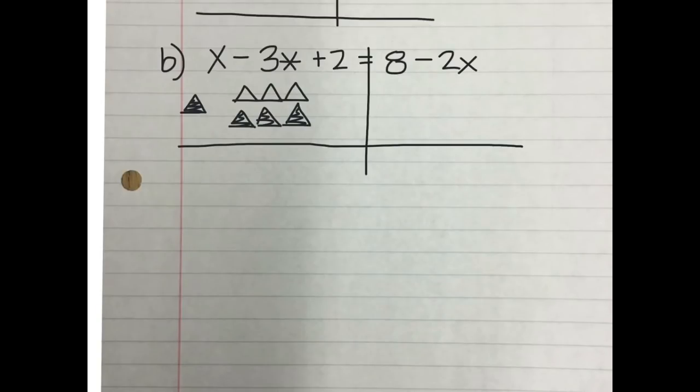Now what I can do is I can follow orders and I can take away 3 stars. So I'm just going to go ahead and do that. And then I'm going to add in a 2. Okay. On the right side, I'm going to put an 8 on the right, and then it tells me to take away 2 x's.